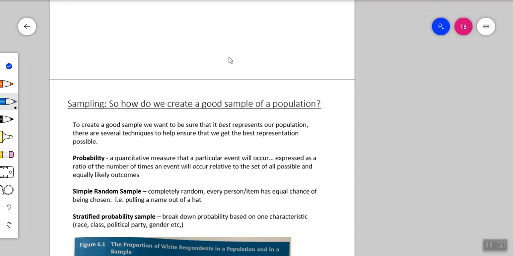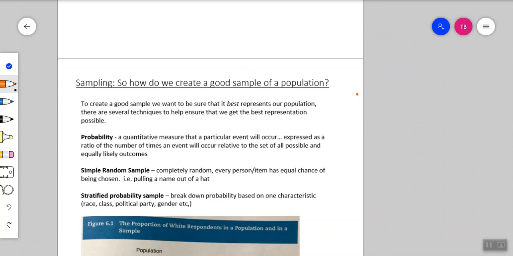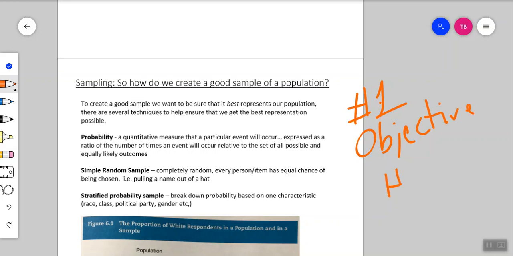So how do we create a good sample then? If the whole thing is we want to create a good sample, we want to try to eliminate our bias. Our number one goal is to be objective. How do we do that? There's a few techniques.